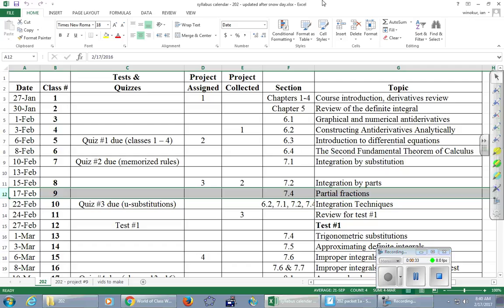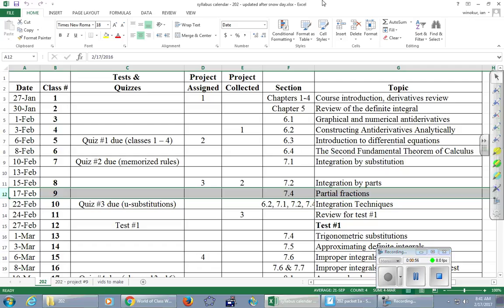Also due on Wednesday is going to be quiz number 3. I've just handed it out to you, so go ahead and grab a copy of it right now. The directions are written at the top of the quiz, but let's just make sure we're all clear on it. This quiz is a U substitution quiz. Only U substitutions on this quiz. 12 antiderivative problems, nothing more and nothing less.